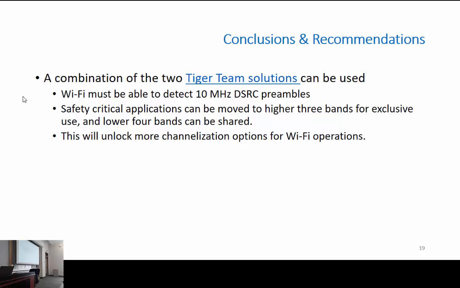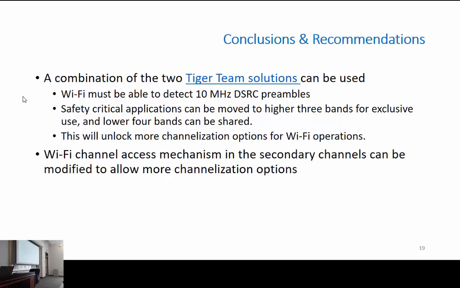So when you're using a shared spectrum, if you know that there's another Wi-Fi device, then you need not be that conservative. But if you know that there's a primary device, then it makes sense to back off as soon as possible. And safety critical applications can indeed be moved to the higher bands. Since safety critical applications are no longer being shared, you can still use the wider bandwidth channels, and thus that's the whole purpose of allowing unlicensed devices in this 5.9 GHz band.